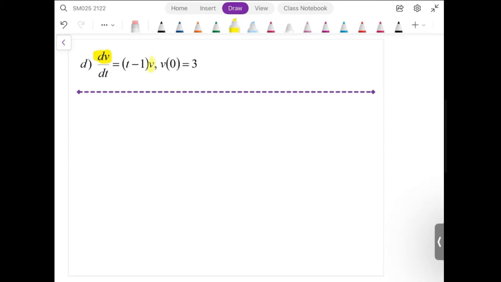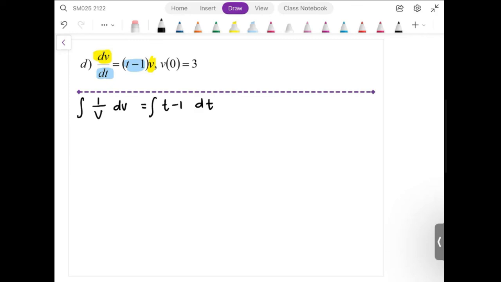Means v ni kita kena pindahkan. Okay, dt, kita kena pindahkan sebelah kanan. So t minus 1, dia fix lah kat situ. Jangan usik. Alright, so rearrange this. Now we will get 1 over v dv equal to (t minus 1) dt. Dah cantik dah. Tak ada apa-apa nak simplify. So, we may start integrate both side.